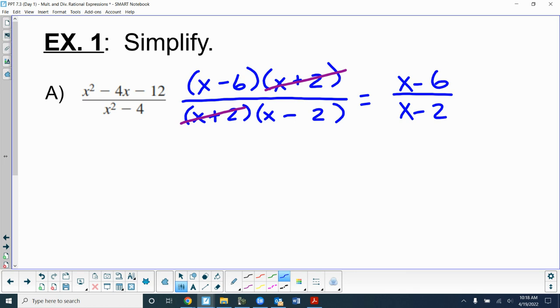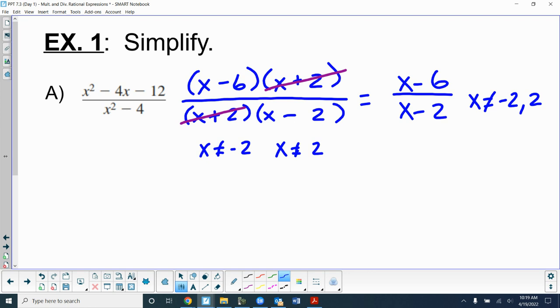And what is x not allowed to be? Negative 2 there and positive 2 there, right? Those are our restrictions. It's the original problem that we look at to see what our restrictions are. Or you can put plus or minus 2 if you want, instead of writing 2 twice.